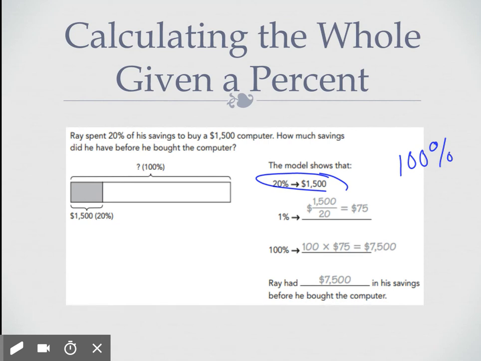So the first thing you want to do is find what 1% is. So you're going to divide the amount by the percentage. In this case, 1,500 divided by 20, and you'd get $75. And to find out what 100% is, you're going to multiply 100 times 75 and get 7,500. So first you're dividing and then multiply.